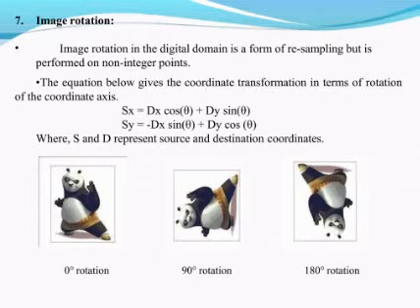Image rotation. Image rotation in the digital domain is a form of resampling but is performed on non-integer points. The equation below gives the coordinate transformation in terms of rotation of the coordinate axis. sx is equal to dx cos theta plus dy sin theta. sy is equal to minus dx sin theta plus dy cos theta.